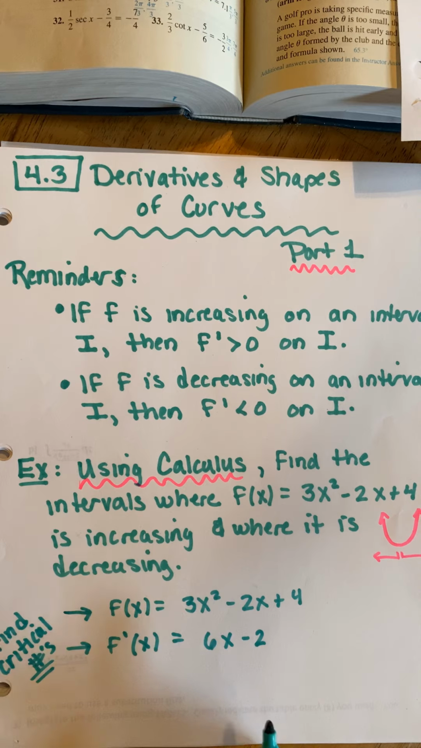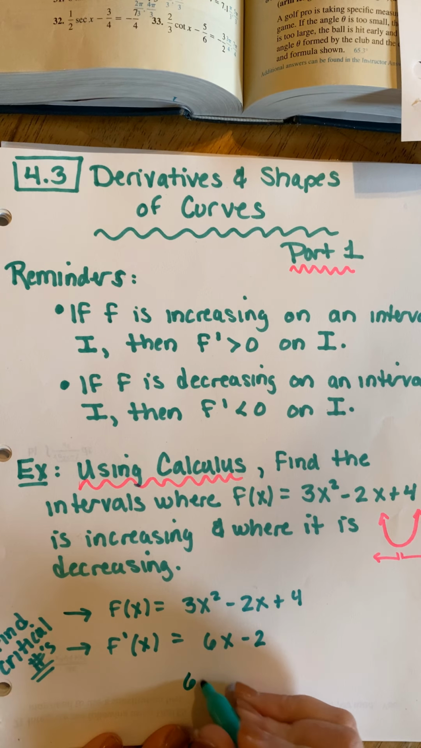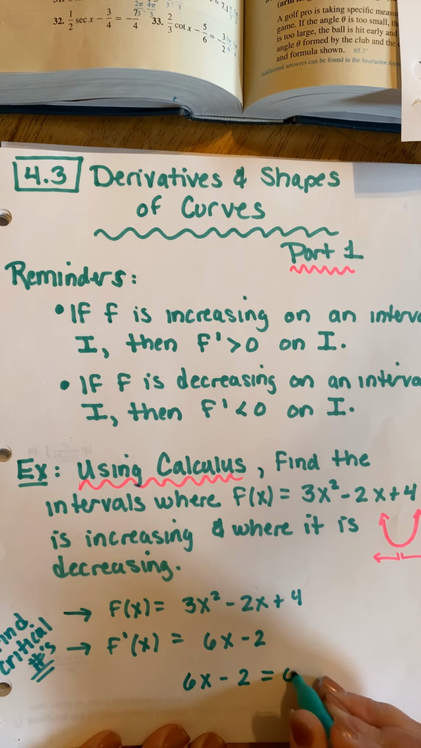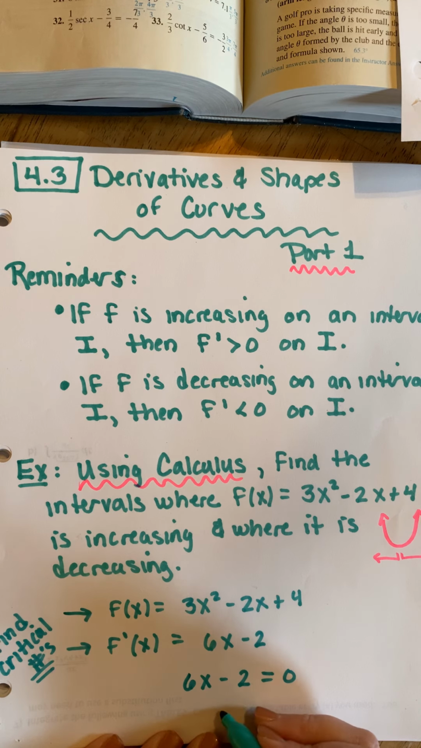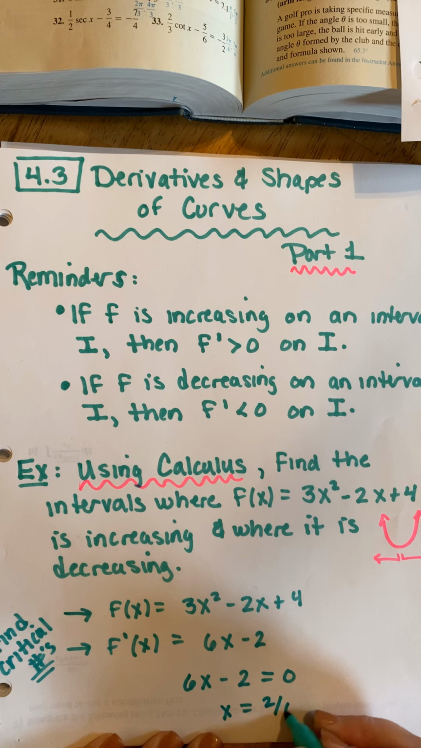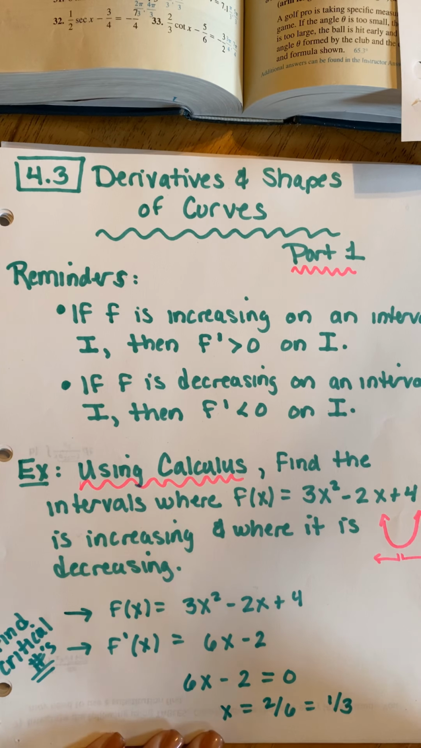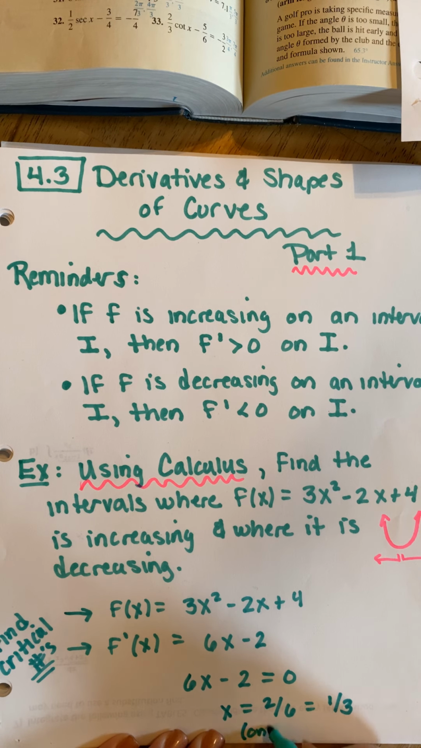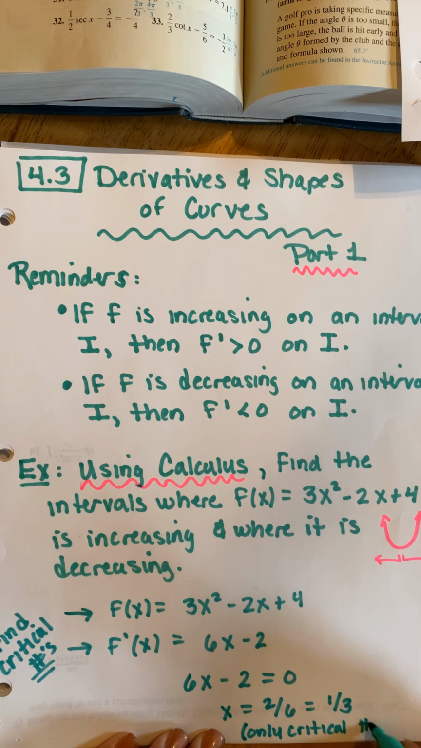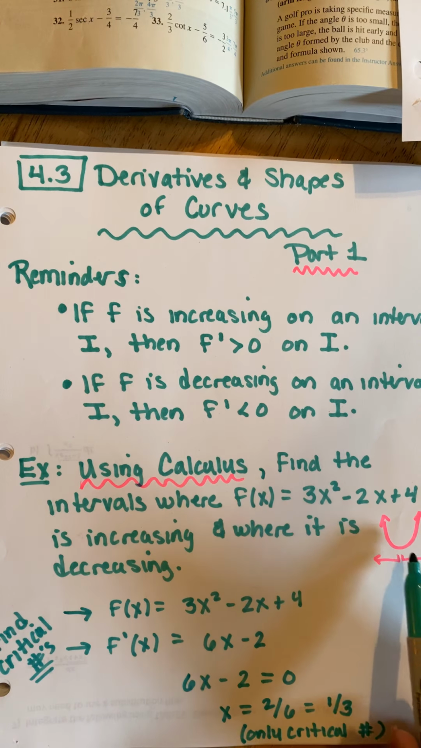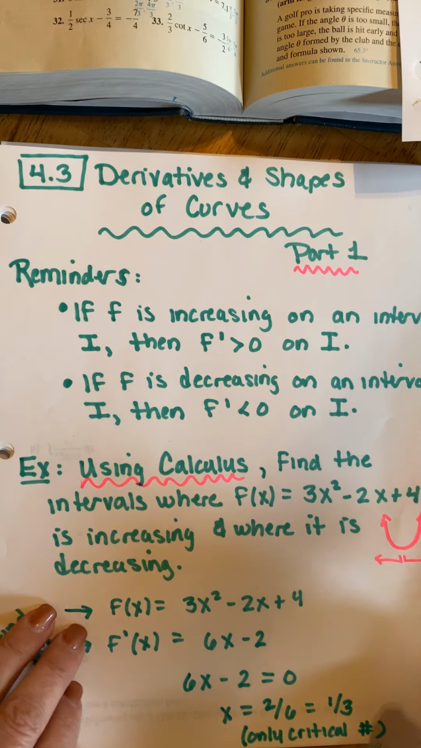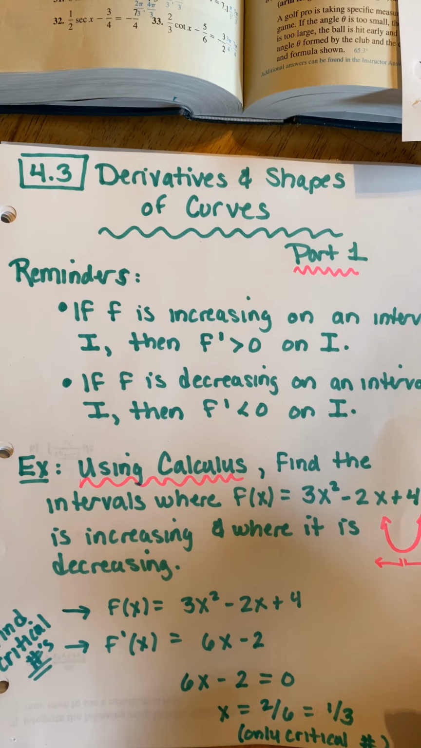So I take the derivative, I determine where it's either 0 or undefined. This is a linear function. It's not undefined anywhere. So I'm just going to set it to see where it equals 0. So x is equal to 2/6 or 1/3. So this is my only critical number. So that is my only critical number for this particular function. So I know the vertex is going to occur at x equals 1/3 for my algebra days.